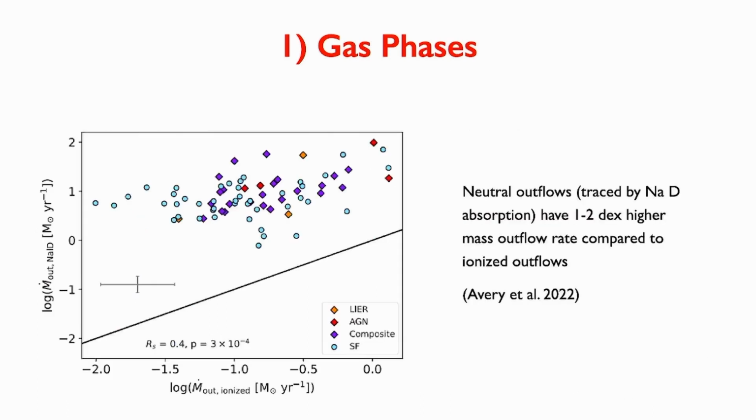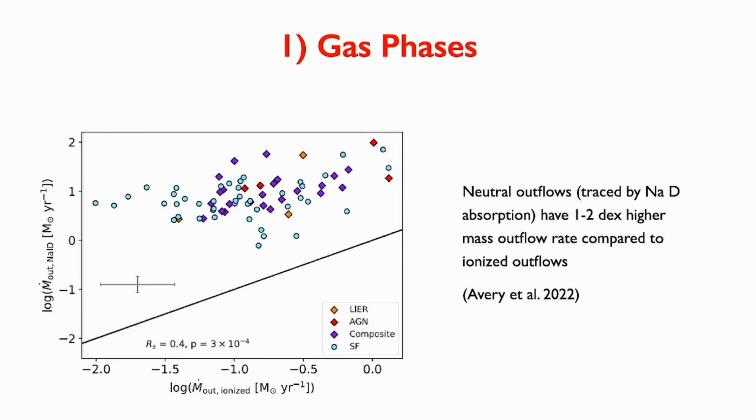Another example is about outflows. We've heard a little bit about this constant struggle between the theorists and the observers, where the theorists always want higher mass loading factors, and the observers try really hard, but it's hard to measure high mass loading factors. But even here, if you look at different phases, you may find surprises.